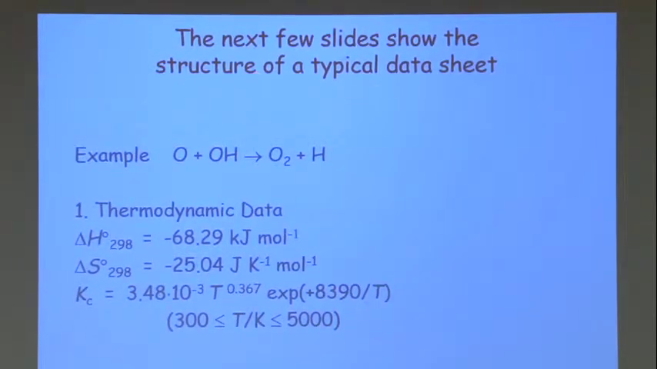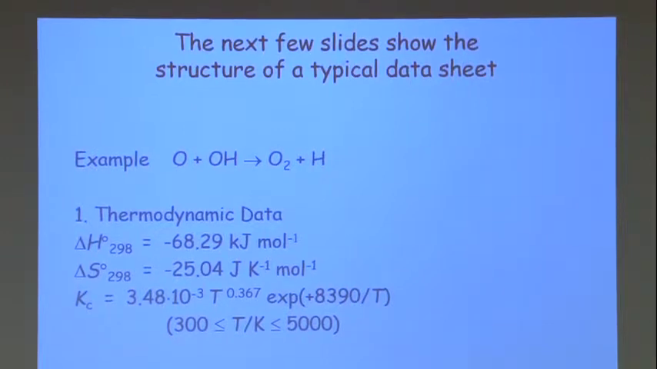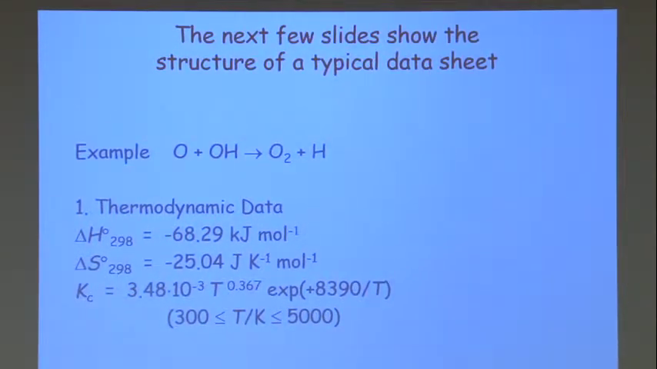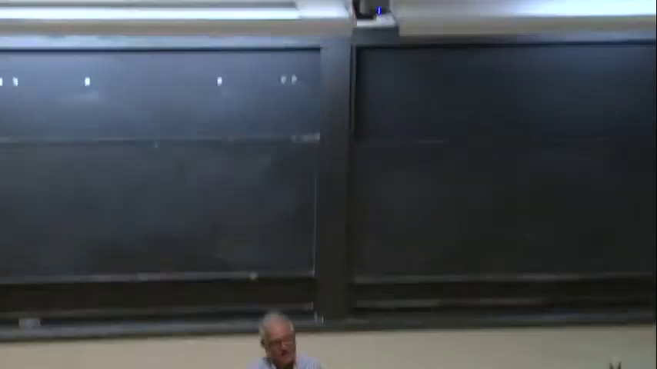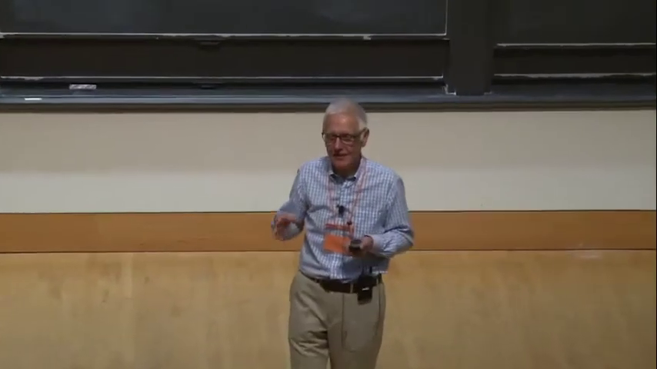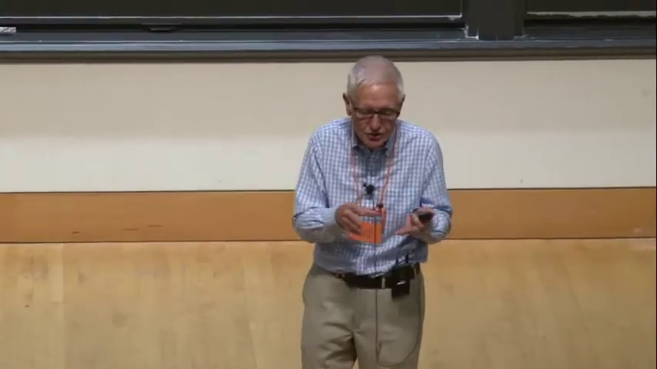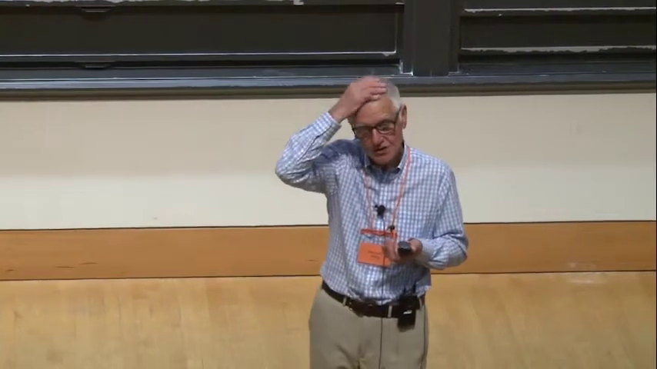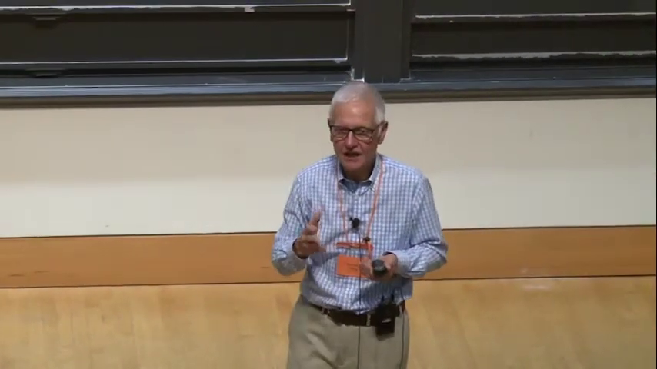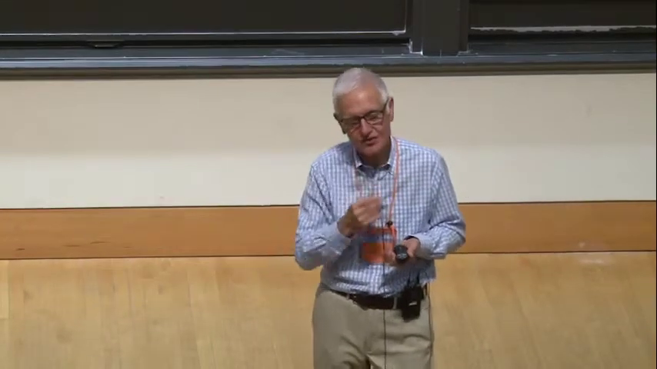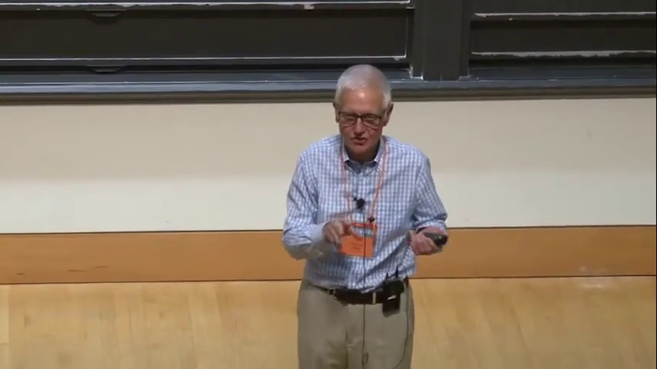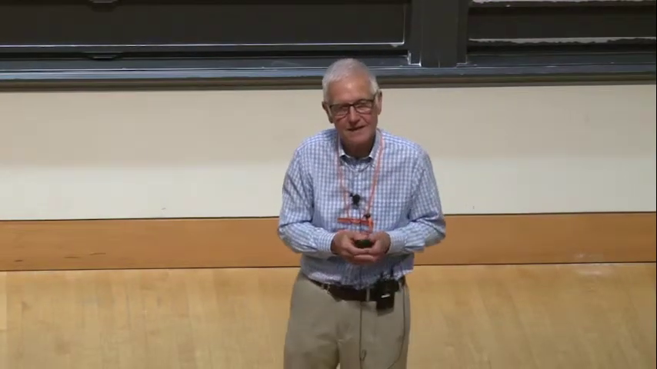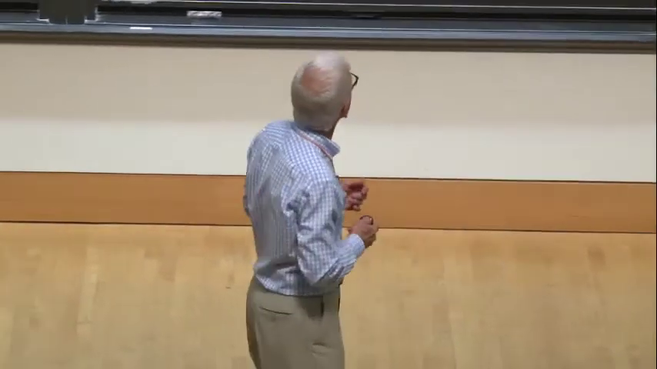So the next few slides show the structure of a typical data sheet. The way in which these evaluations occurred was a group of grey-haired old men, and it was just men, would get together and discuss the available rate data. And Don Balch's group would produce tabulations of all the references we should be looking up. And we would then sit back and stroke our chins and decide what sort of values to recommend for these rate constants as a function of temperature.